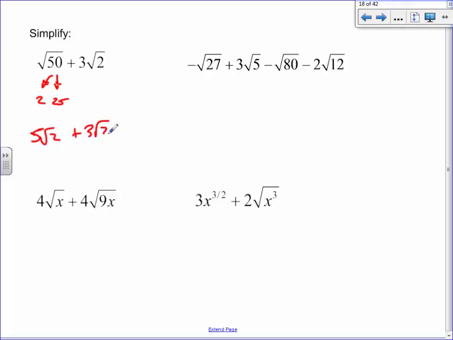So this is what we did last week, Thursday. At this point here, do we have like terms? Yeah, you have 5 root 2's, you have 3 root 2's, so you have 8 root 2's.